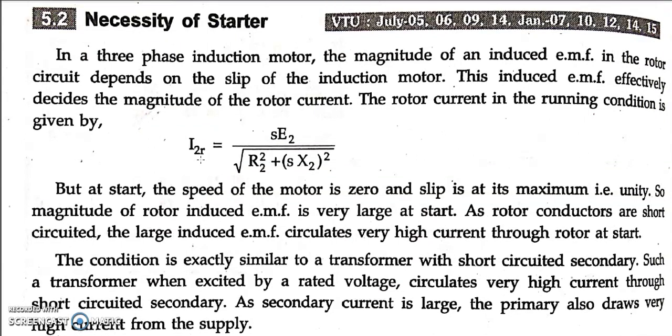You can compare it to a transformer. Whenever you short circuit the secondary winding of the transformer and give the rated voltage at the primary, the secondary side draws huge current, so the primary will also draw high current. Something similar happens with this three-phase induction motor. Your I2R will rise very rapidly, around 5 to 8 times the rated current.